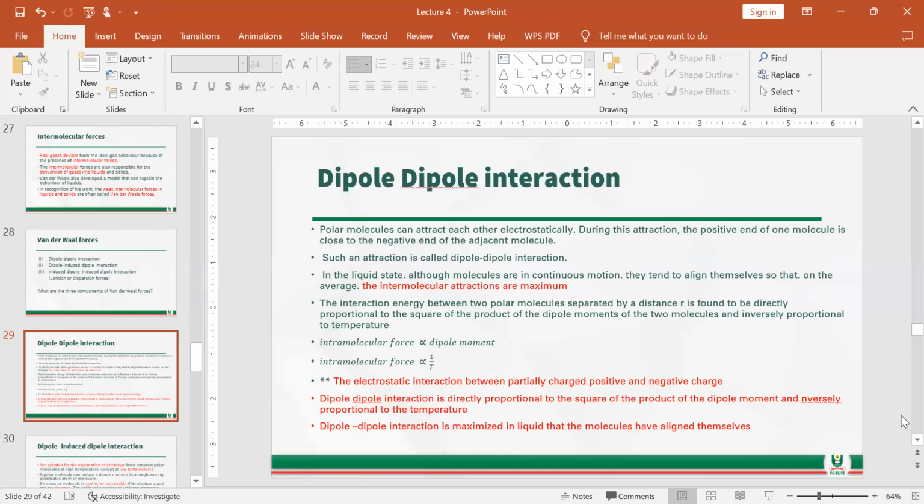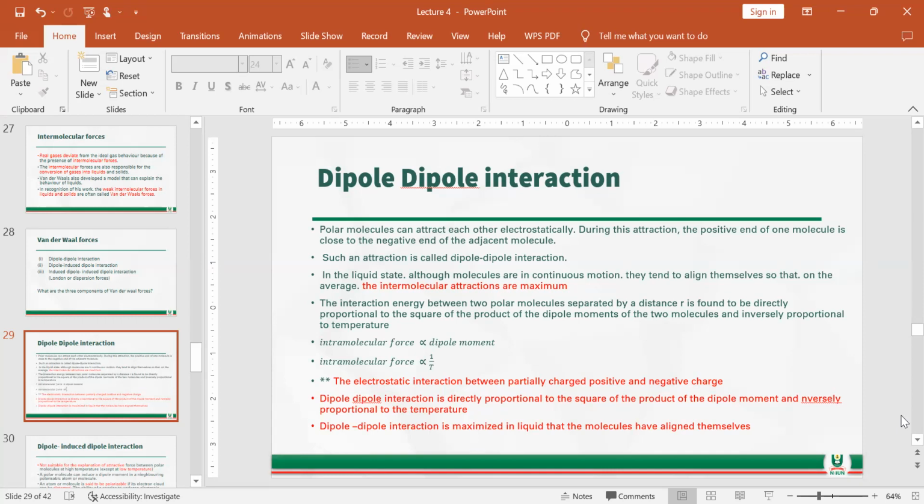So, let's see the dipole-dipole interaction. Polar molecules are compounds that are polar, like water. If you look at it, the hydrogen will have a partial positive charge and the oxygen a partial negative charge. So polar molecules can attract each other electrostatically. During this attraction, the positive end of one molecule is close to the negative end of the adjacent molecule. Such an interaction is called dipole-dipole interaction. In the liquid state, although molecules are in continuous motion, they tend to align themselves so that, on average, the intermolecular attractions are maximum.